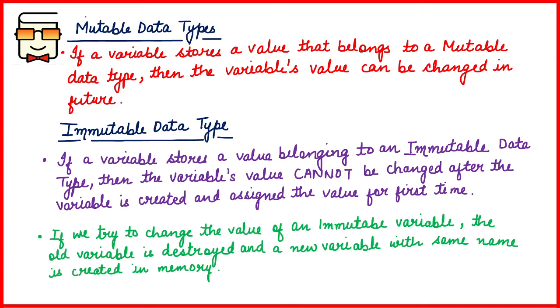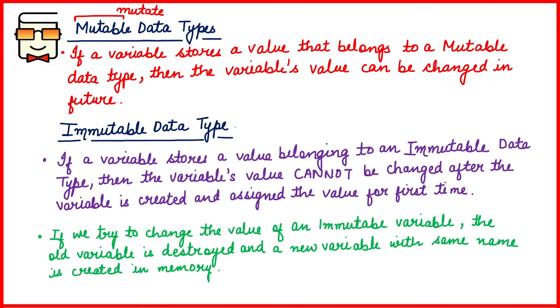So when I say mutable data type or mutable variable, the word mutable comes from the word mutate, and mutate means to change. Okay, so in the Python programming language, whenever you create a variable, you also assign a value to that variable, and whether you can change that value or not depends on what kind of data type that value is. Okay, so if the value belongs to a mutable data type, you can change the value of the variable.